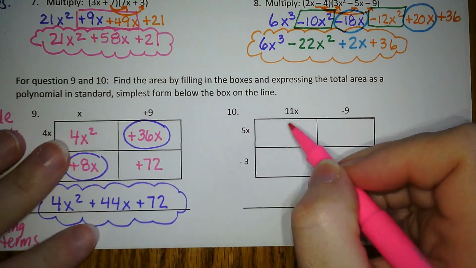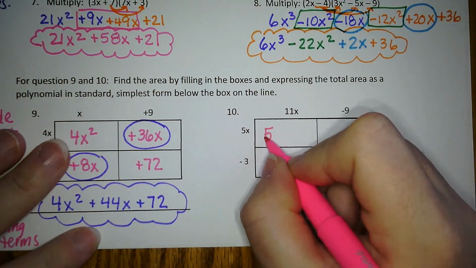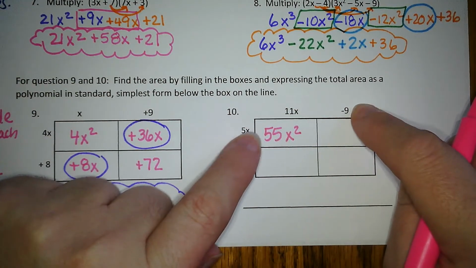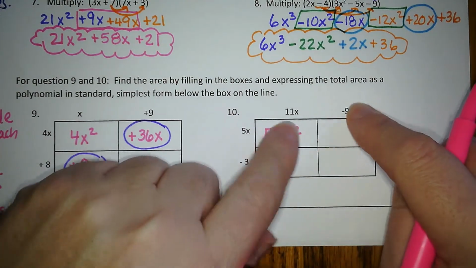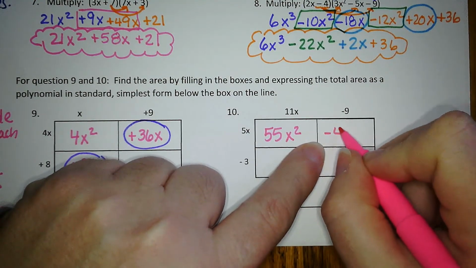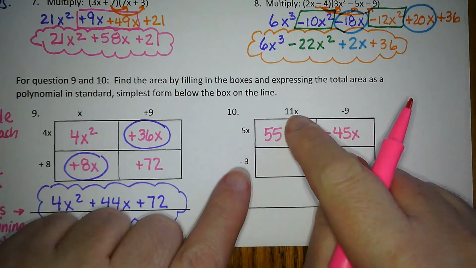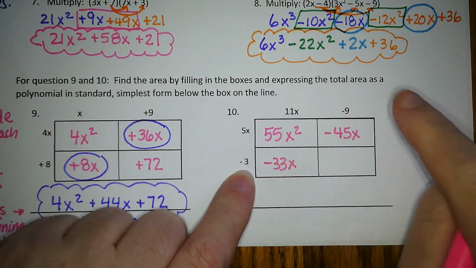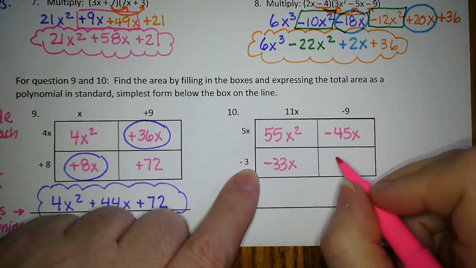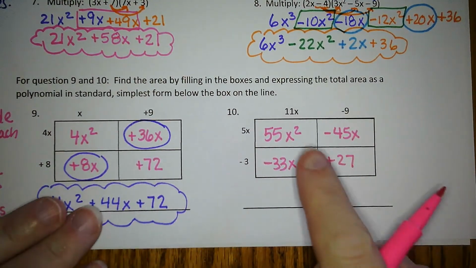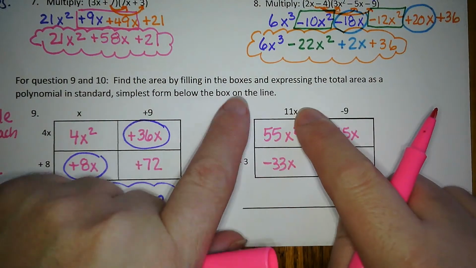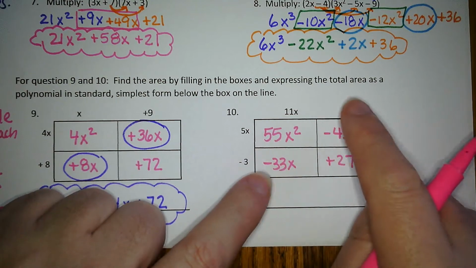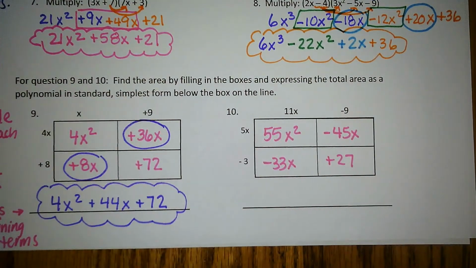We've got 11x times 5x gives us 55x squared. Negative 9 times 5x. Top times side, that's going to give us this one. That's negative 45x. Top times side, 11x times negative 3 is negative 33x. And then negative 9 and negative 3 multiplied together give you a positive 27. So we filled in all the boxes. Again, top times side, top times side, top times side, top times side. Watch your signs there also.